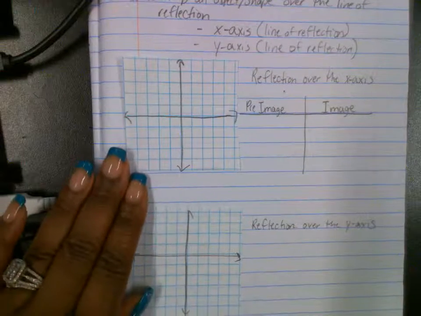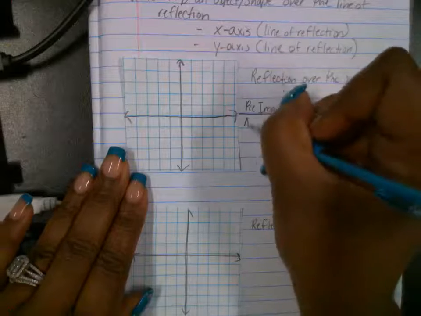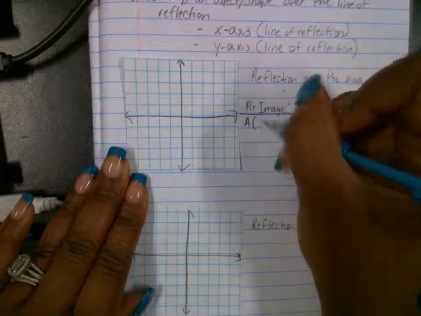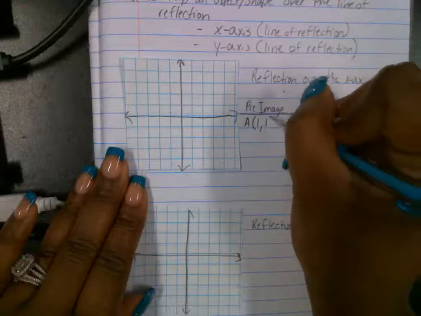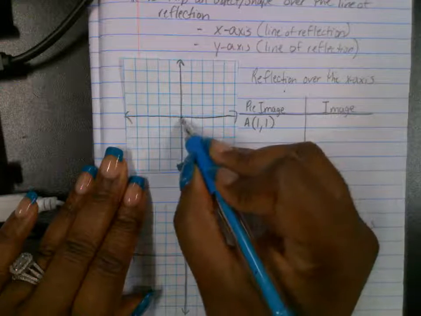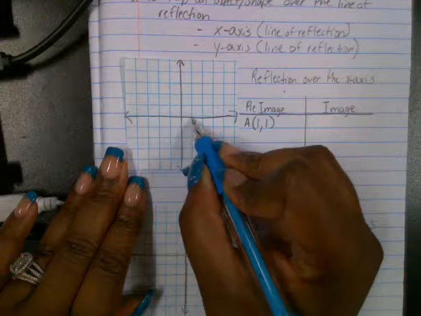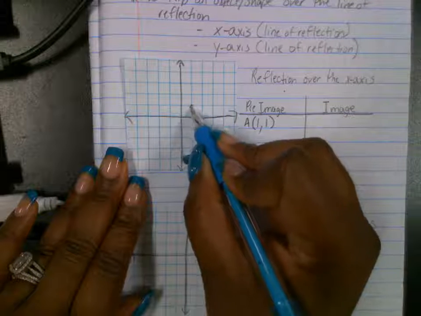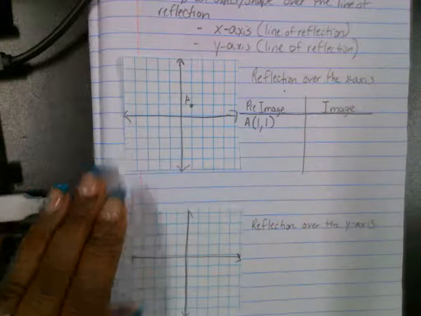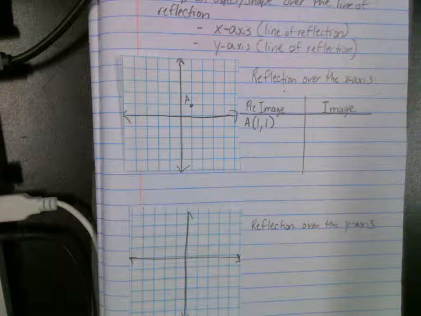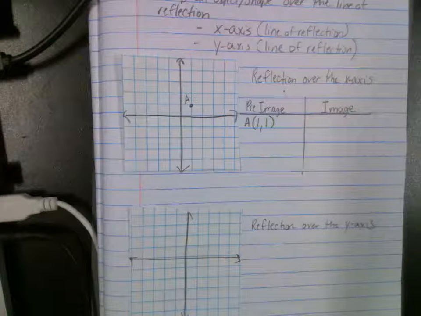All right, so we're going to do our preimage first. We're going to graph our preimage, and then we're going to figure out what our image would be after we flip it over the X. So let's graph. Let's make our first ordered pair for A. Let's do 1, 1. So we go here on the origin, go to the right 1 and up 1. Let's put A here. Label this point A.